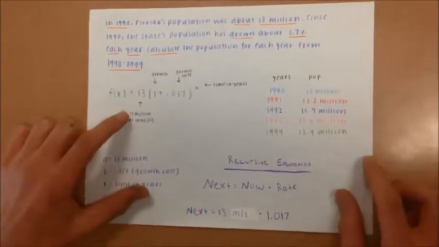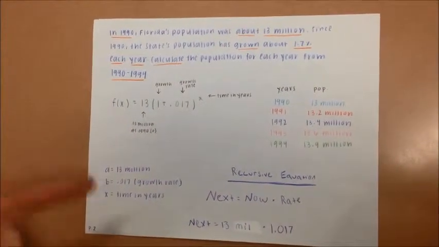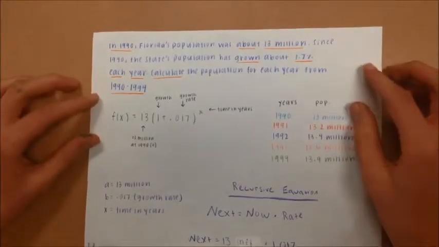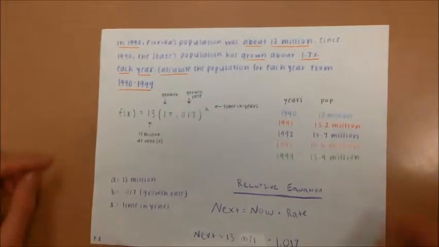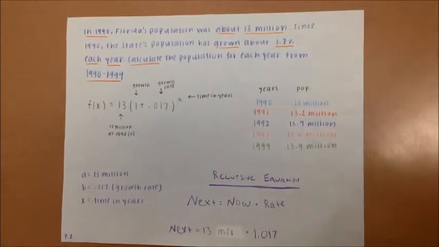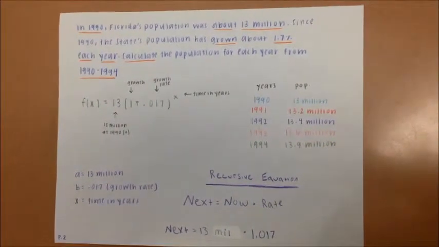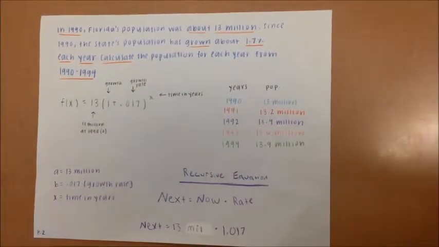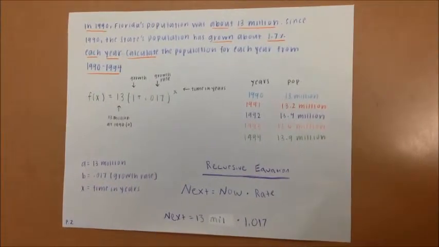Here, you have 13 million as the starting initial value, plus 1 for the growth, since 1.7 is higher than 1, plus 0.017 as the growth rate. That is raised to the exponent of x. X is time in years. As you see in this graph, in 1994 the population of Florida will have grown to 13.9 million.